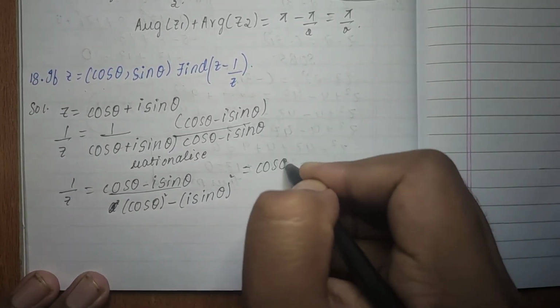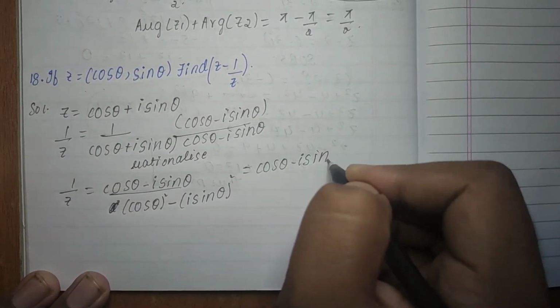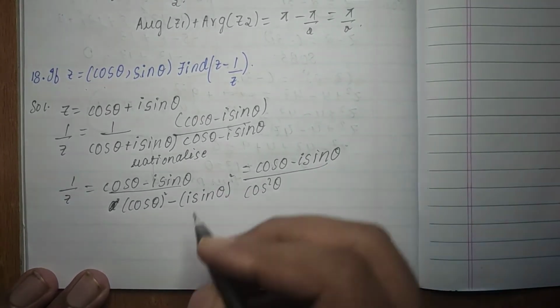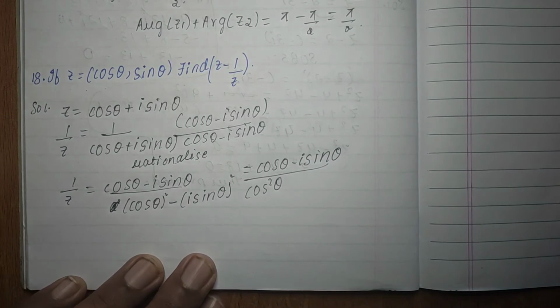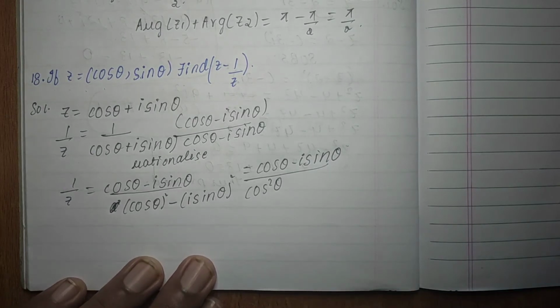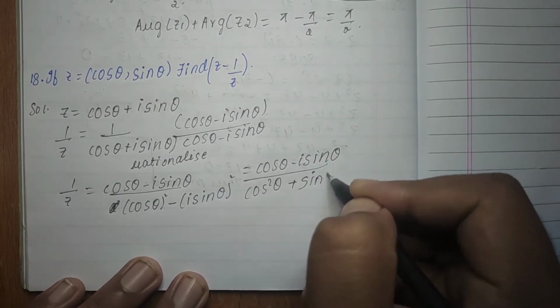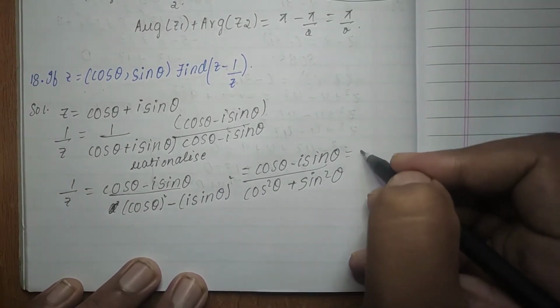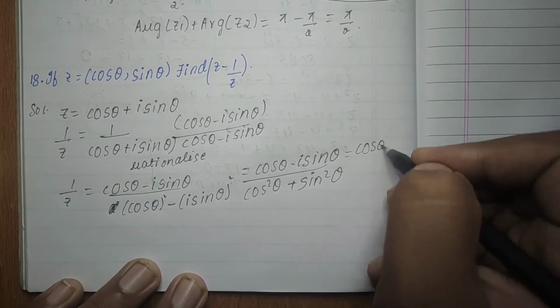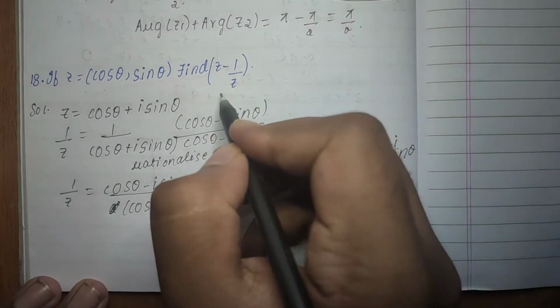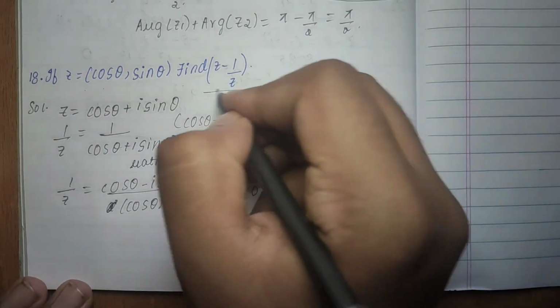Cos theta minus i sin theta by cos square theta, and this value is i square sin square theta, and the value of i square is minus 1. Minus of minus is plus. So finally this value is cos theta minus i sin theta. Now substitute the values in this.